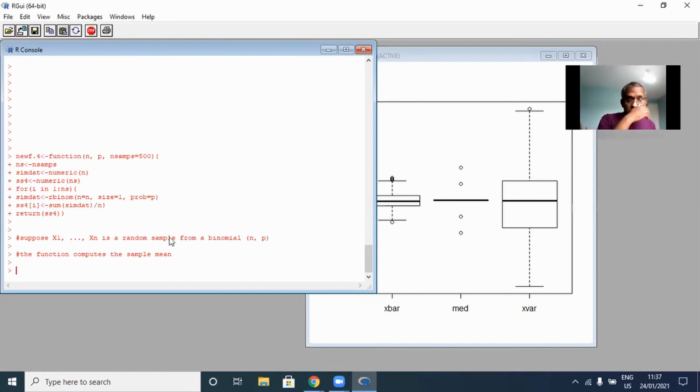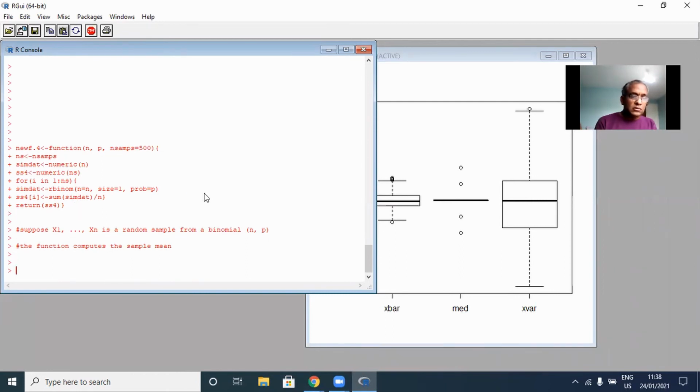Now what I'm going to do is run this function and see what kind of shape the sample mean takes. Okay, so let's take n to be say 100 and p to be say 0.1. What am I doing? n to be 100 and p to be this, and let's call this res4.